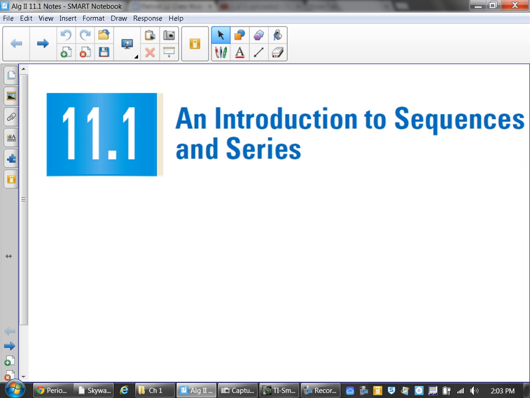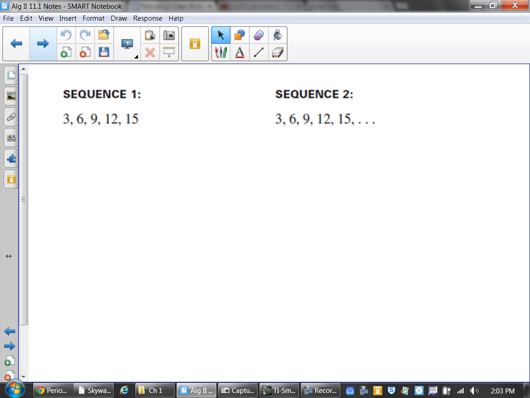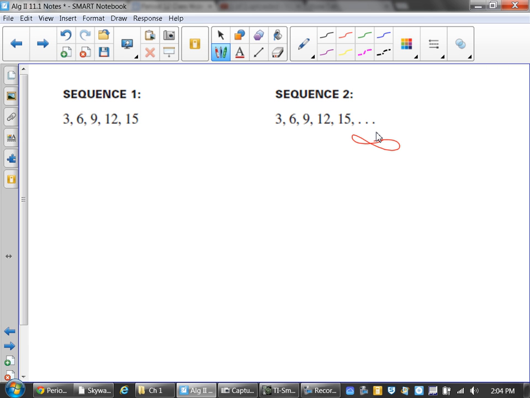So, sequences and series. When you look at these two sequences, you've got 3, 6, 9, 12, 15. And then 3, 6, 9, 12, 15, dot, dot, dot. What does a dot, dot, dot represent in math? Continuous. What do we call continuous in math then? Infinity. It's infinite. So this thing just goes on infinitely. Now, when you're dealing with a sequence, the numbers in the sequence, well, you've got 5 of them. Do you agree?